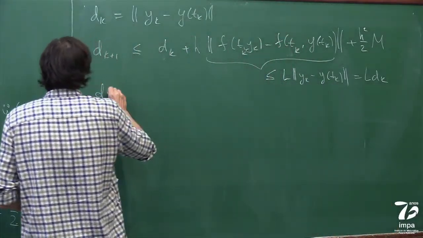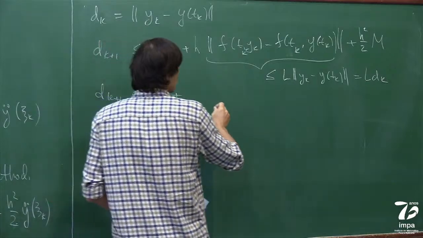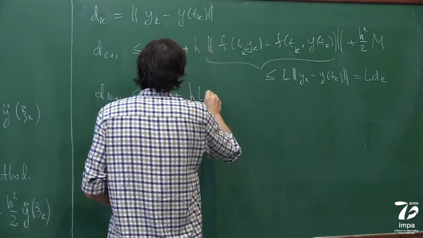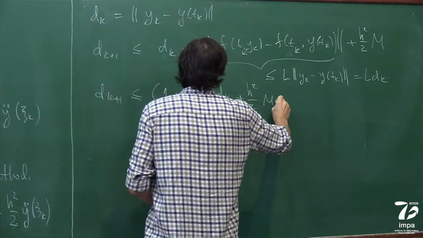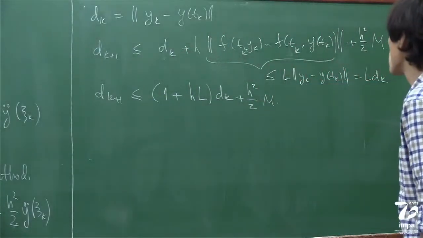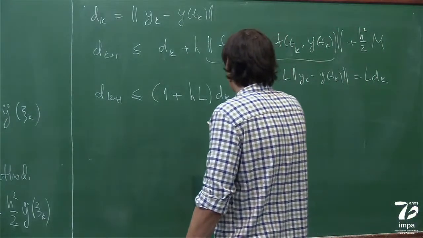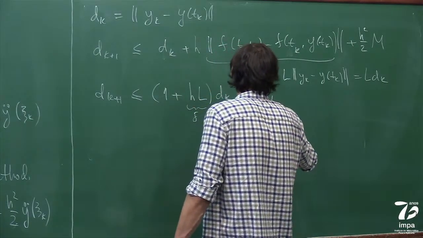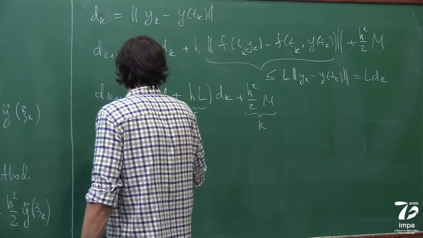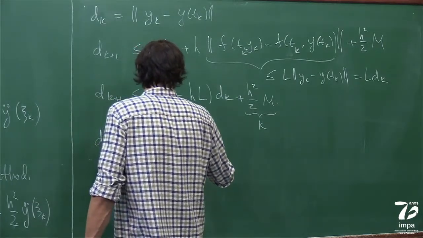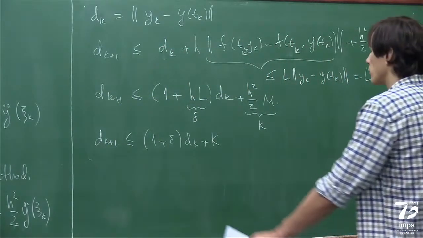So at the end, d_{k+1} is smaller or equal to (1 plus hL) d_k plus h squared over 2 M. Let's call hL delta, and the second term beta_k. So d_{k+1} is smaller or equal to (1 plus delta) d_k plus beta_k. And this is for any k.